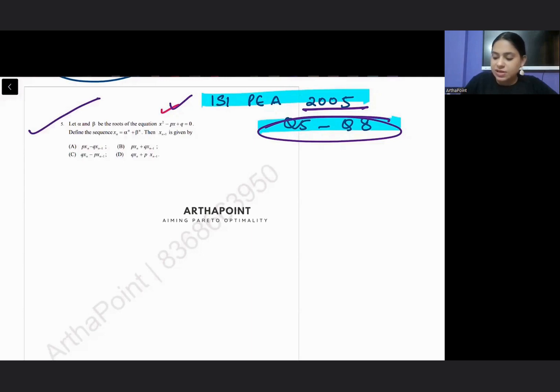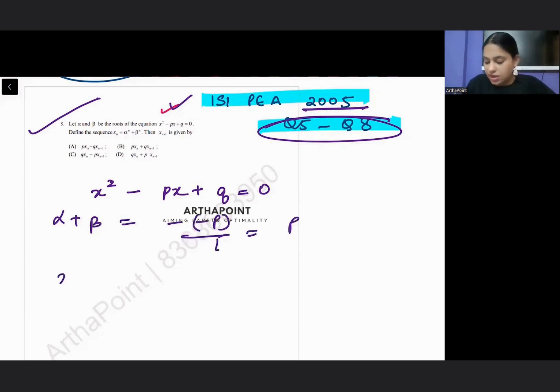It says alpha and beta are roots of the equation x square minus px plus q is equal to 0. We know that the sum of the roots is minus b by a, so it is going to be p. And the product of the roots is c by a, so it is going to be q.